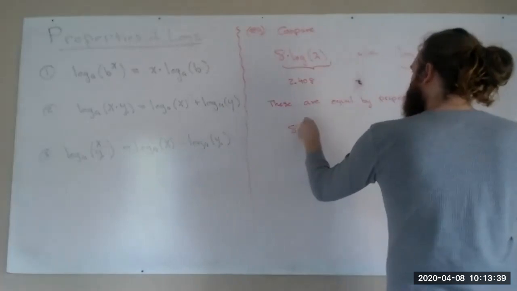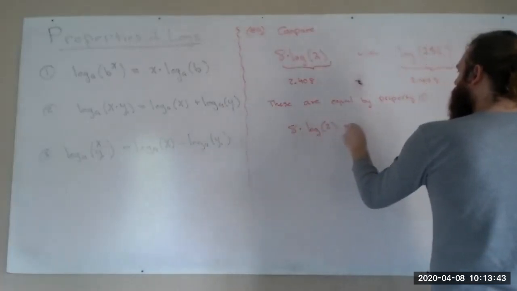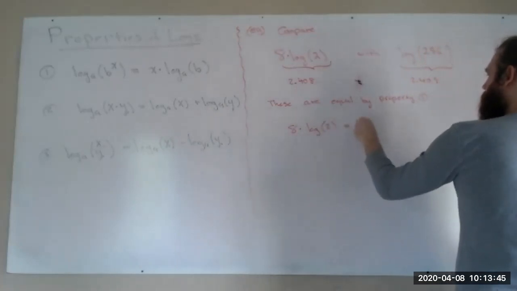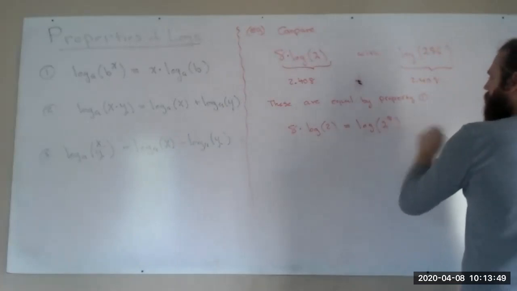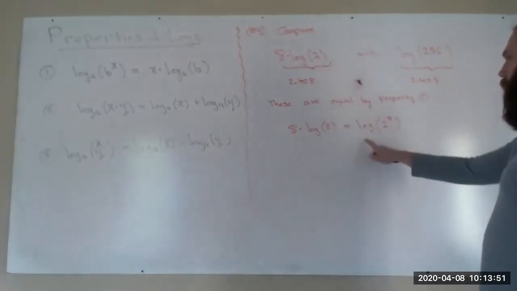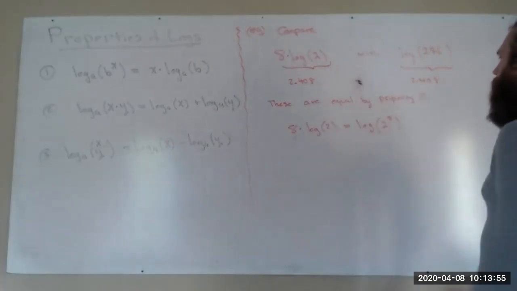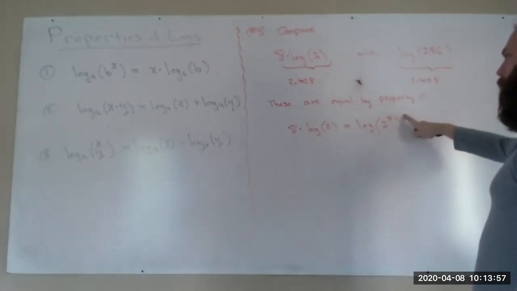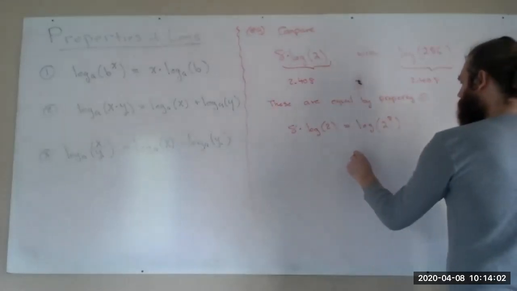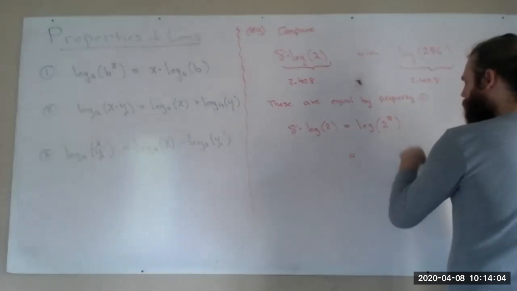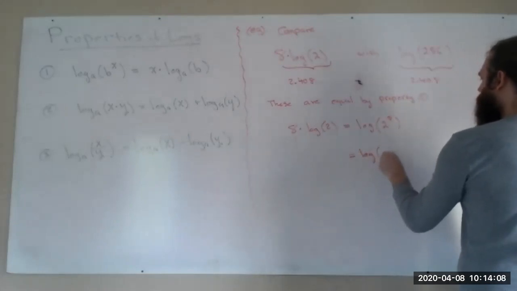8 times the log of 2 is by property 1 the same as the log of 2 raised to the 8th. And again, I'm being very careful with my parentheses, right? It's 2 to the 8 that's inside the logarithm. If this 8 was outside the parentheses, that would mean something different. But then 2 to the 8 is 2 times 2 times 2 times 2, and so on, 8 times. That is 256.